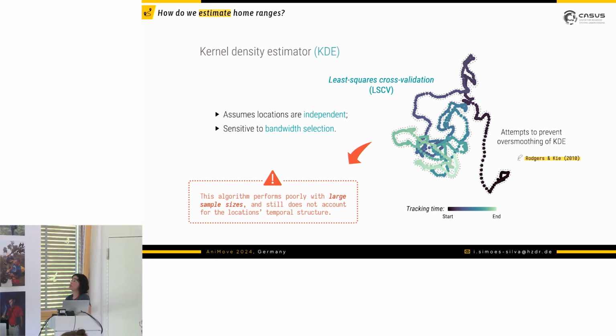But yeah, the problem specifically with the LSCV, which you still sometimes see being used in the literature, is that it actually performs worse with larger sample sizes. So the better data you have, the worse this method performs with your data. And obviously, it still doesn't account for autocorrelation. That's the problem there. Even though it's attempting to fix some of the issues of the previous bandwidth selection methods, it goes too much to the other side, right?